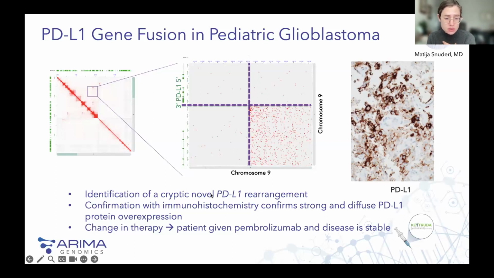So there is a rearrangement close to PDL1, and it was confirmed with immunohistochemistry that there was an overexpression of this protein in this patient, and there was a shift in the therapy. The patient was given pembrolizumab, and it was successful. The disease is stable. So this is an example of how methods such as Hi-C that can identify fusions between non-coding regions can be very useful in some cases.